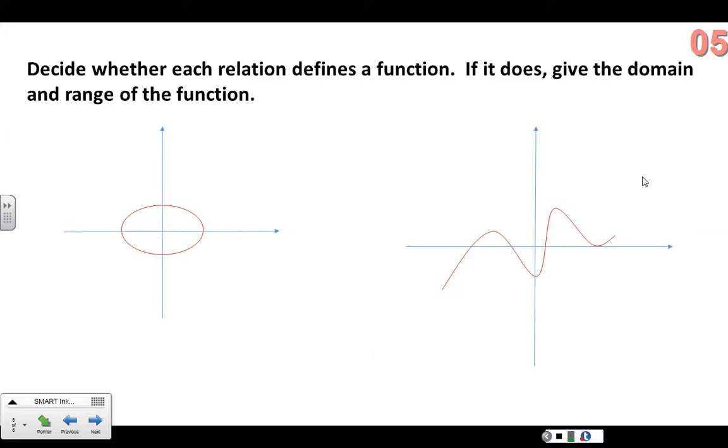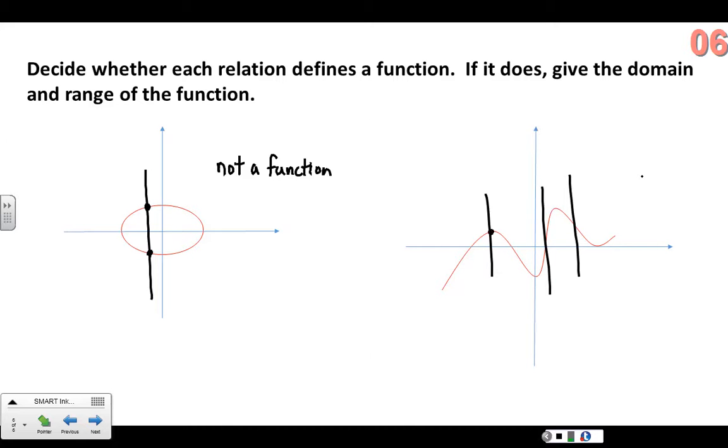So if you look at this first shape I've got here, it looks like an oval. If I pass a vertical line through that just about anywhere, it will pass through more than one point. If it passes through more than one point, that makes it not a function. But as you can see in my other graph here, if I pass vertical lines at different places, I'm only going to have one point of intersection. So this is a function for sure.